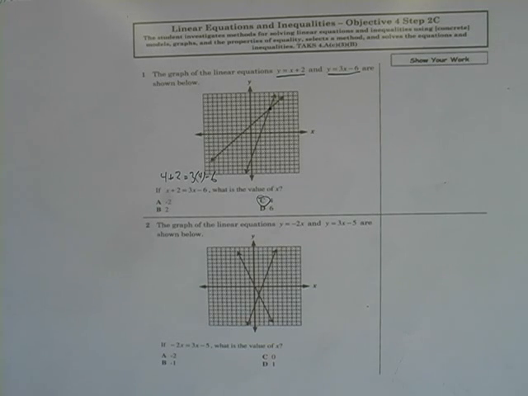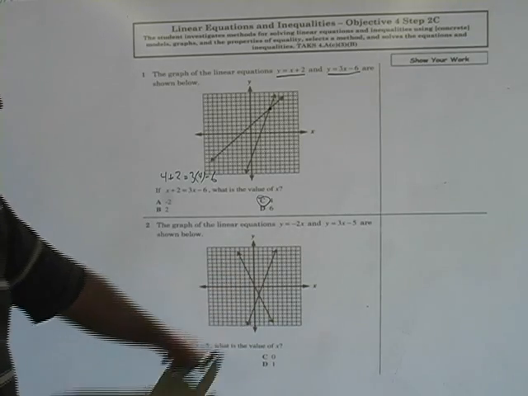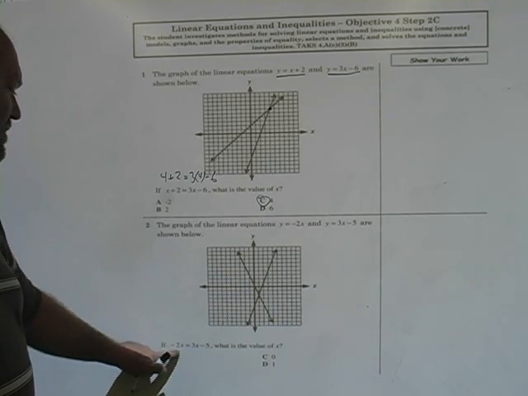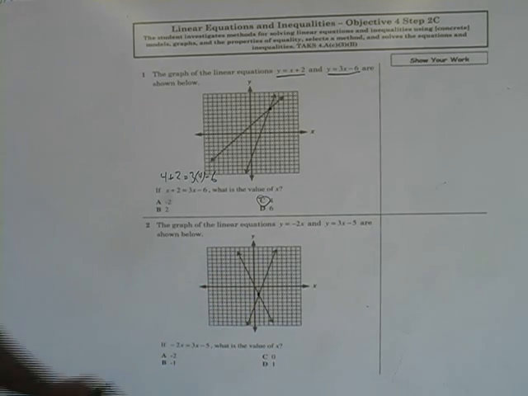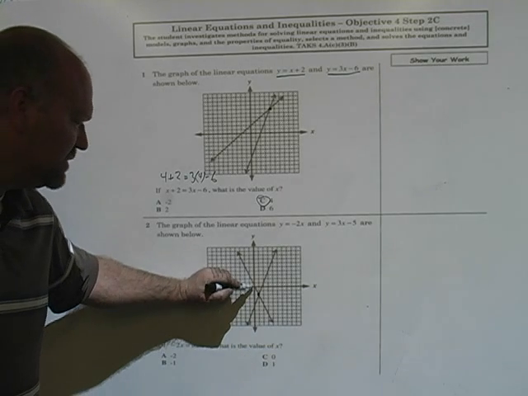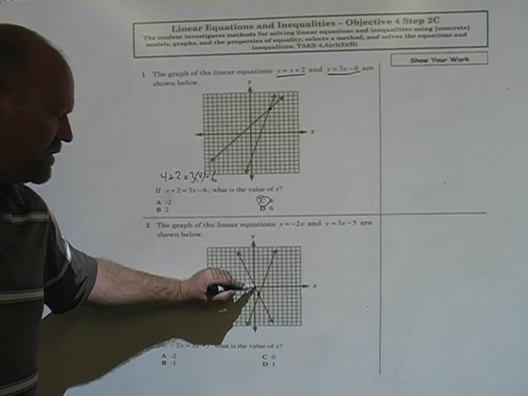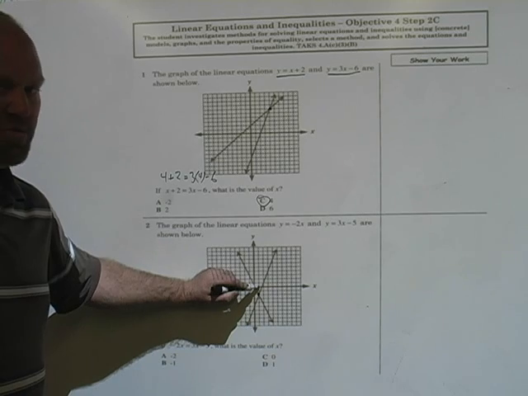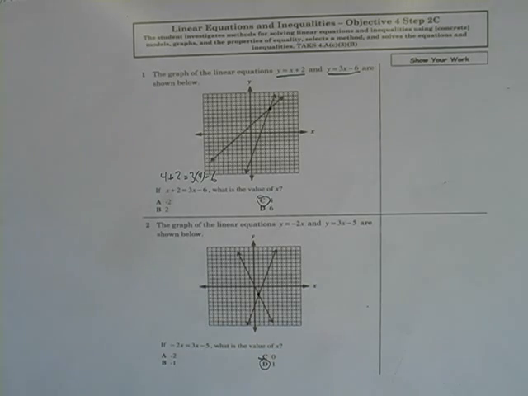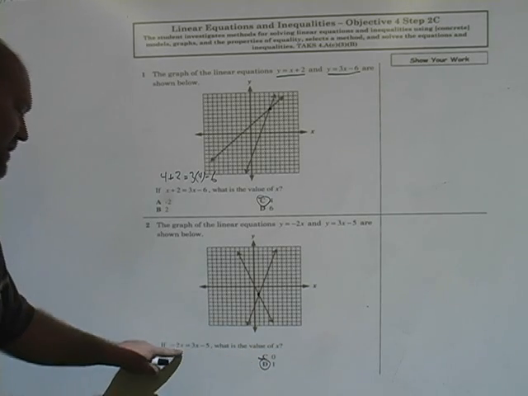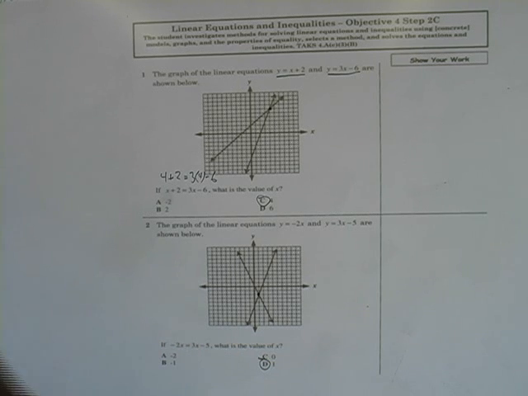Number 2. Same thing. You got two lines. When they're equal to each other, right here, what is the value of x? Here, x is 0, and here, x is 1. I also could have plugged the 1 in for x here and here, and found out that that was true.